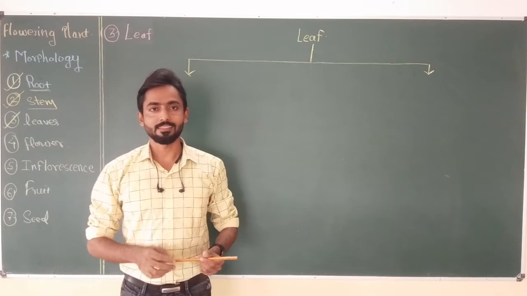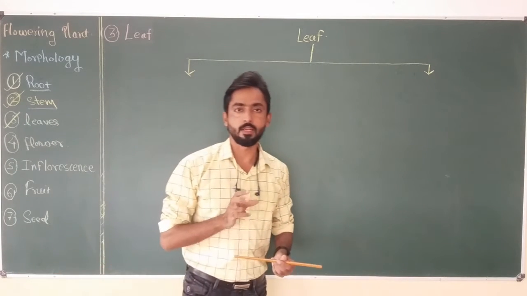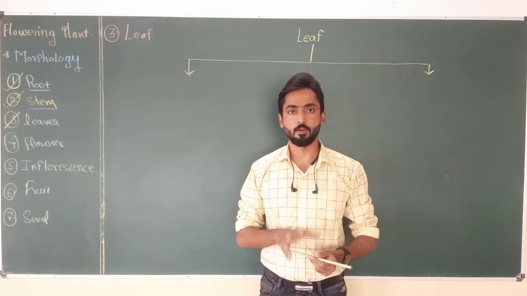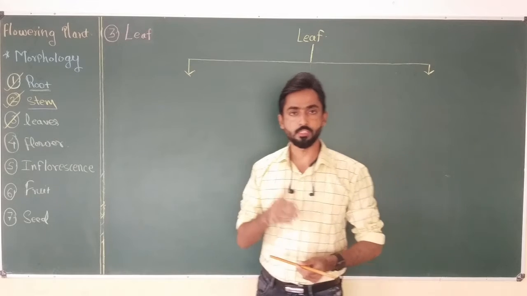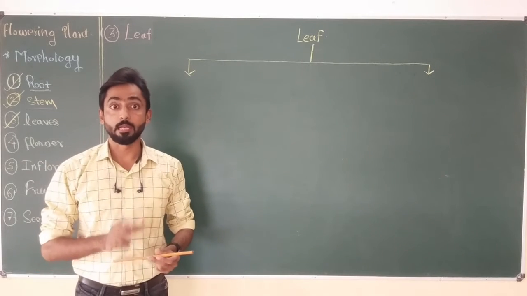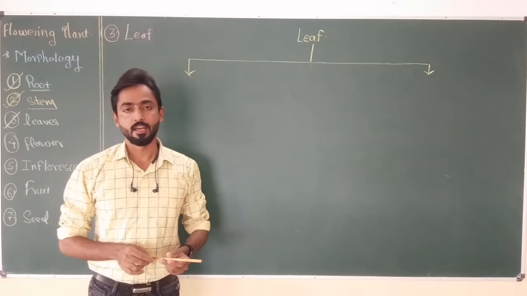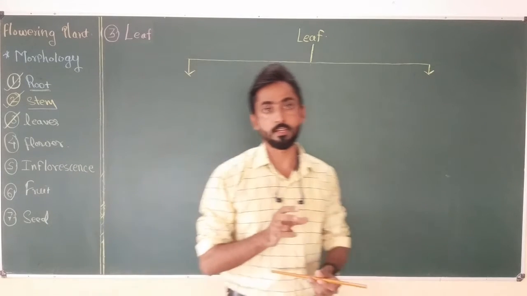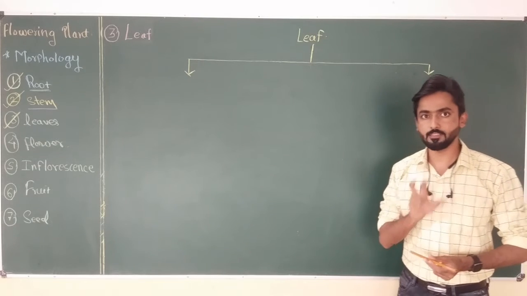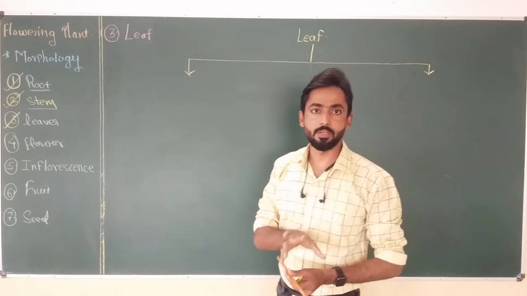Hello everyone. In the last lecture, we discussed the different types of venation present in the leaves of angiospermic or flowering plants. There are two different types of venation generally present in these leaves: reticulate venation and parallel venation. Now in this lecture, I am going to discuss in detail the different types of leaves present in these plants on the basis of the structure of the lamina.